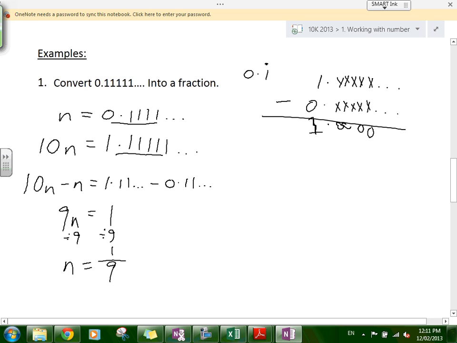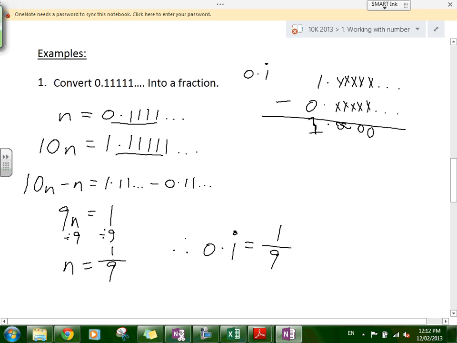Now I have this situation where I say, well, n is equal to this, and n is equal to this. So what's my conclusion? If n is equal to this one, 0.1 repeater, and n is equal to 1 over 9, what can I say about 0.1 repeater and 1 over 9? They're the same. So therefore, 0.1 repeater is equal to 1 over 9. So I found it as a fraction.